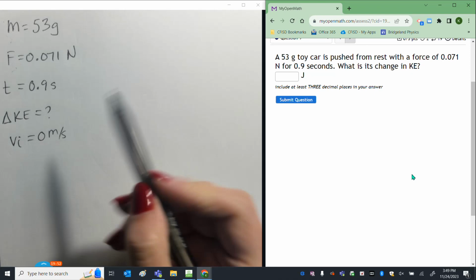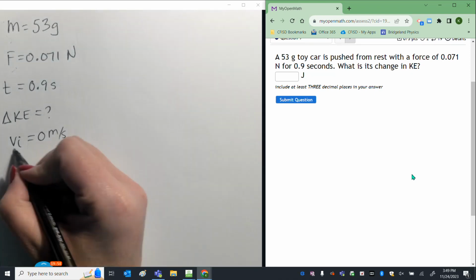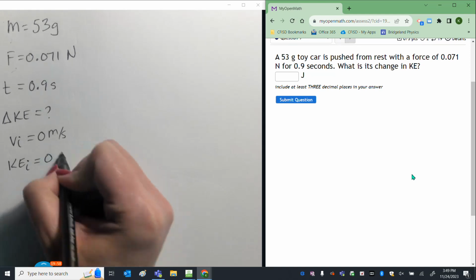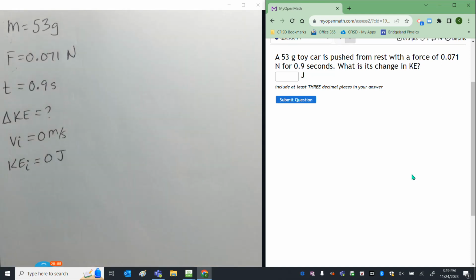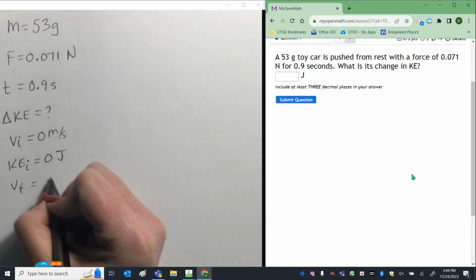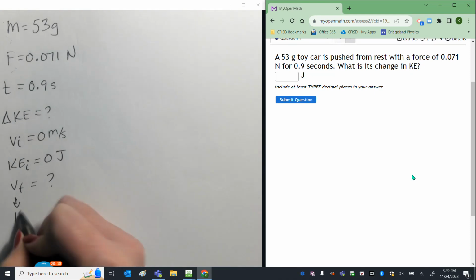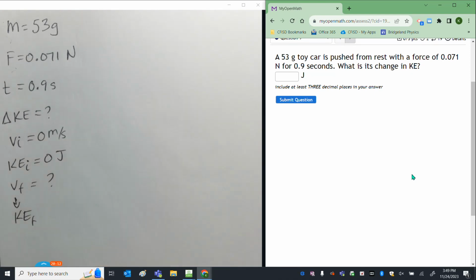Okay, so that's going to help me out here because what this tells me, if my initial velocity is 0, my initial KE is also 0. Okay, so if I want to figure out my change in KE, I really just need to figure out what my final velocity is, because my final velocity will allow me to find my final KE, and of course that will be my change since I started at 0. Okay, so again, label things, see what you have.